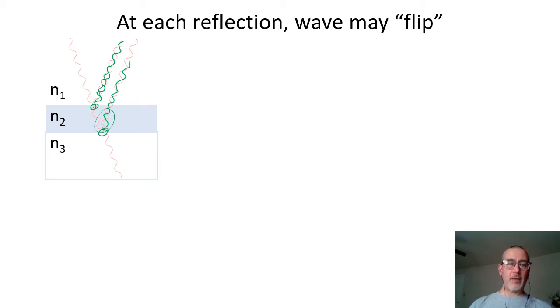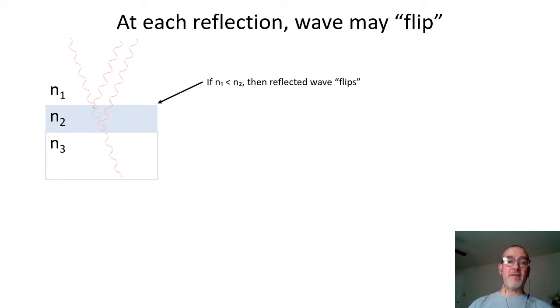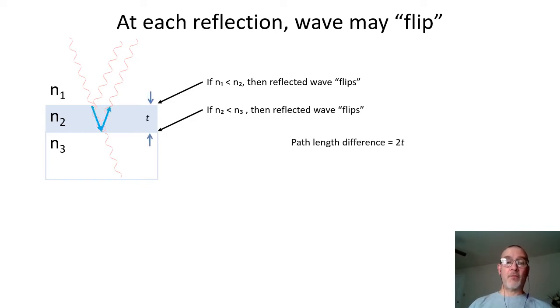So I've got to worry about what's happening at both of those surfaces and whether I'm going to flip or not. So if n1 is less than n2, if it's going from light to heavy, then I'm going to have a flip of the wave on that surface. And then if n2 is less than n3, again, the reflected wave will flip and I'll have to worry about that boundary.